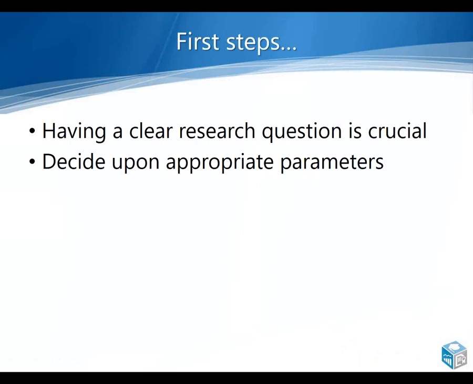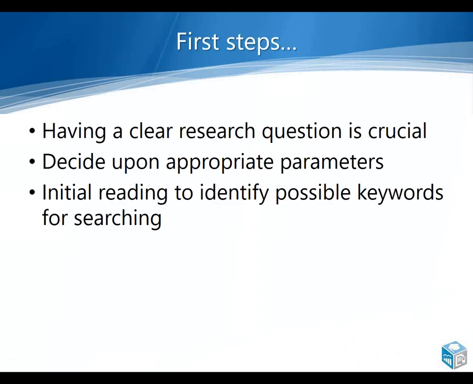As part of developing the question, you also need to decide on the parameters of your literature review. So for example, are you only interested in articles and research from a certain time period? Or maybe you're only interested in research from a particular country, or research that uses a particular theory within your broader topic. So those parameters are really, really important because they allow you to identify terms for keyword searching, which is the third point that I have here.